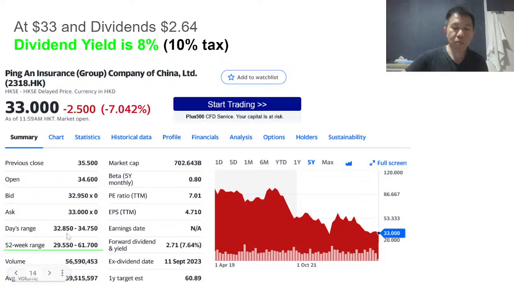So the positive is the dividend is maintained, and there's almost a 99% chance, almost sure, that next year the dividend will be the same or even higher, because the management already said that next year the earnings will improve. So that creates a base. We know that the dividend will be maintained or higher. An 8% dividend yield for a blue chip company that is state backed, that is too big to fail, is too attractive already. So people bargain hunt at 33. Yesterday I said that the support level will be 35.